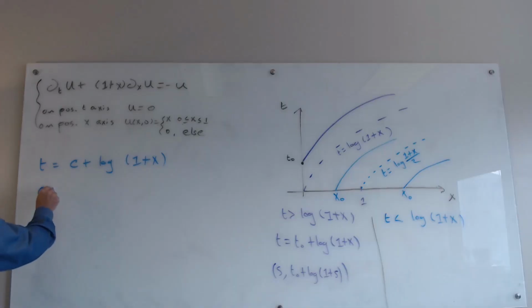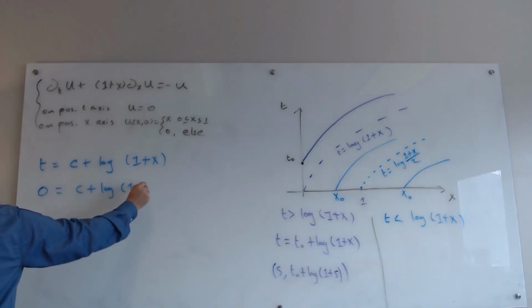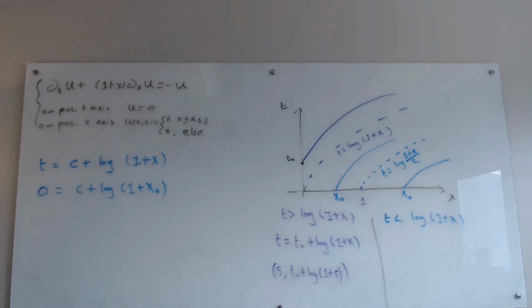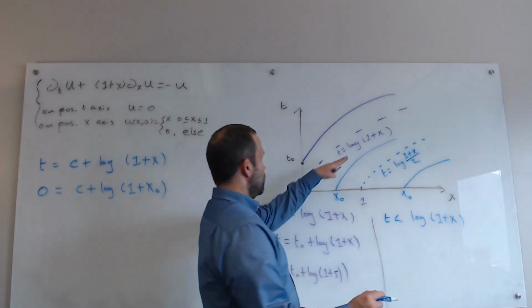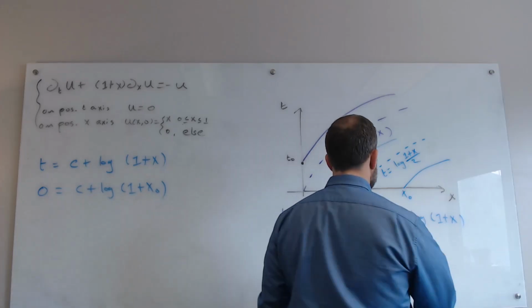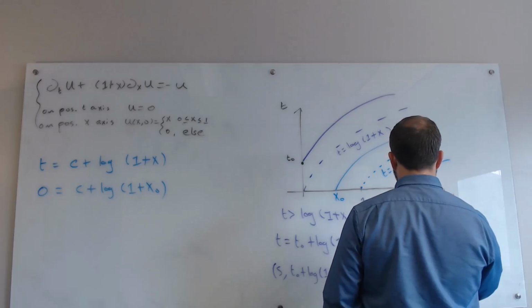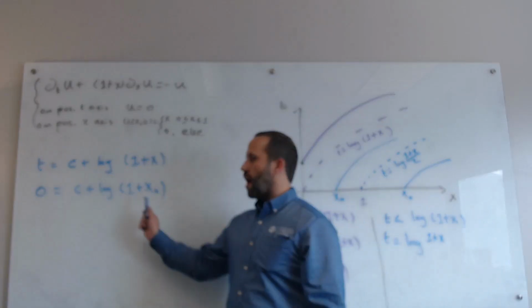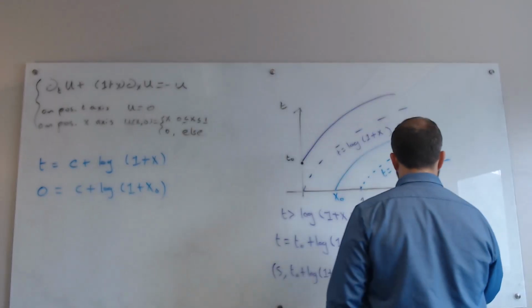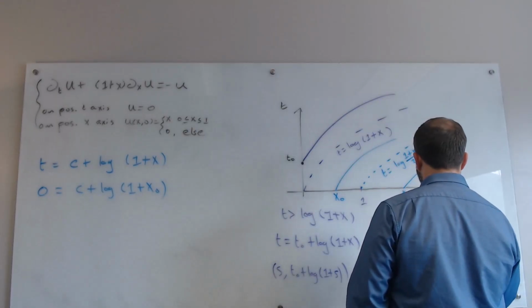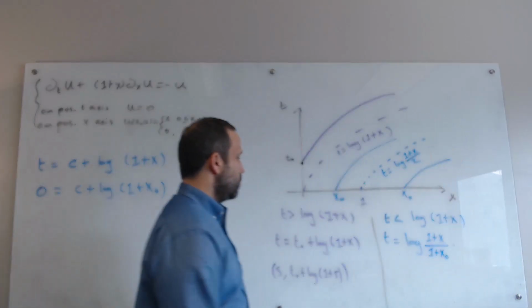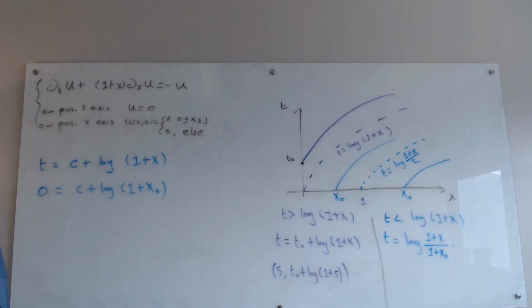So we're going to have 0 is equal to c plus log of 1 plus x naught. In other words, c is equal to minus log of 1 plus x naught. And so what we have for these curves in the zone under t equals log of 1 plus x, we're going to have t is equal to log of 1 plus x minus log of 1 plus x naught, but I can just divide by 1 plus x naught. So t equals log of (1 plus x) over (1 plus x naught). Okay.